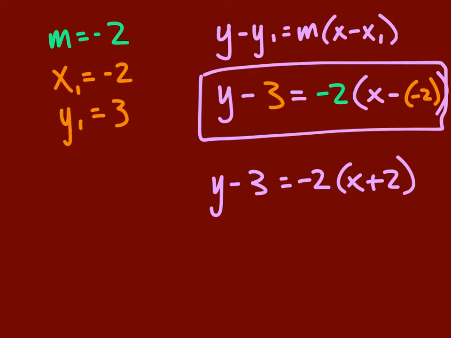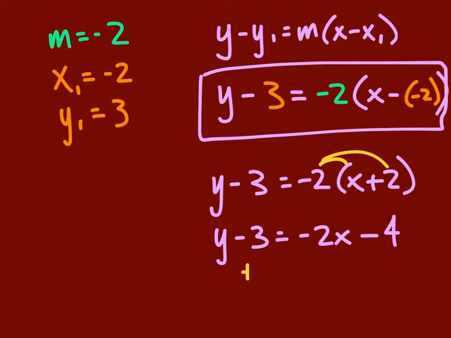Now, if you solve this equation for y, then you can turn this into slope-intercept form. And so if I distribute my -2, I'm going to get y minus 3 is equal to -2x minus 4. And then if I'm solving for y, I'd want to add this 3 over to the other side.